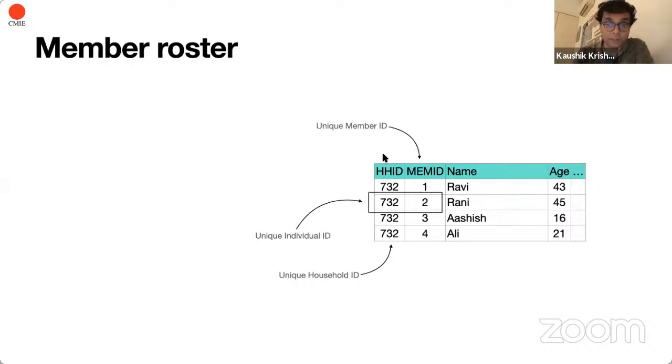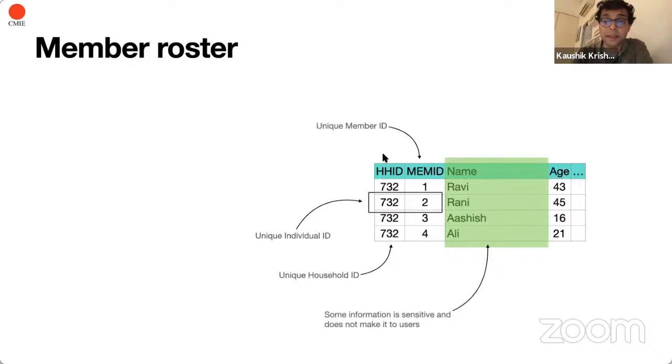Now, on top of this, there's some information that's sensitive, that's personally identifying. We don't release that information to users. What we do release is other information, things like age. And what we do release are the anonymized member IDs and household IDs.